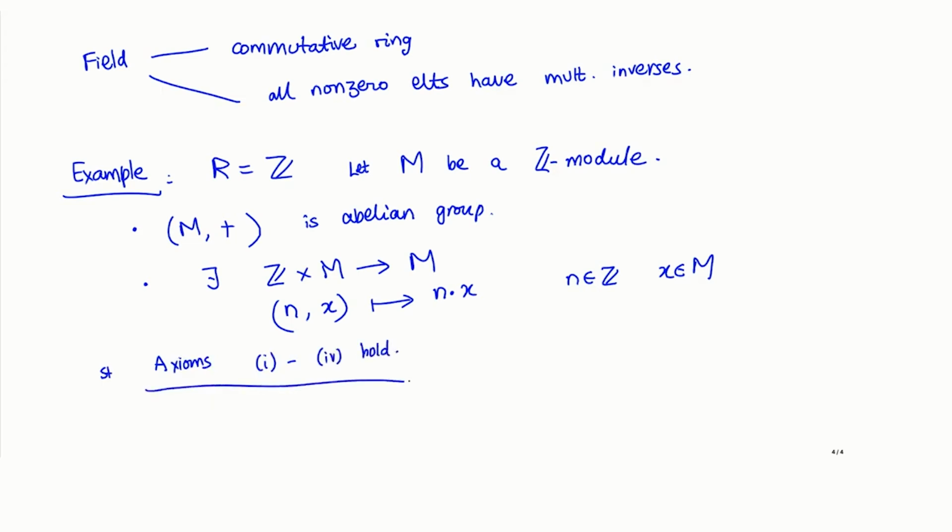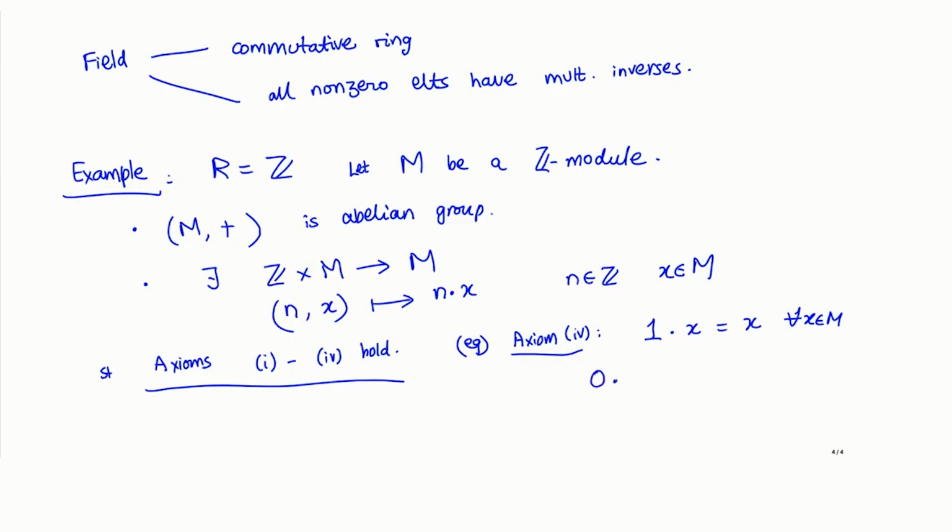Now these axioms actually impose rather severe restrictions on what this map can actually be. For example, let's look at axiom 4, which says that if I take the multiplicative identity of my ring, which in this case is the number 1, and I scalar multiply it with any element x, then I should get x. So I know this already by axiom 4, that 1 dot x is x.